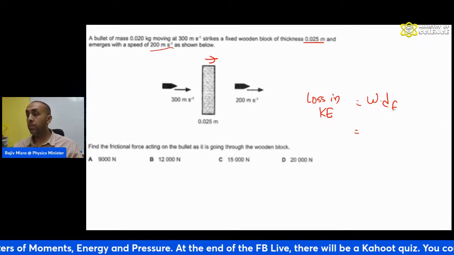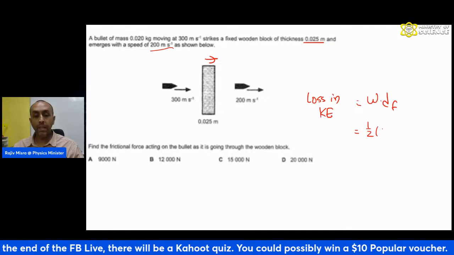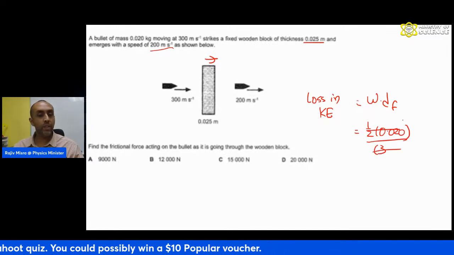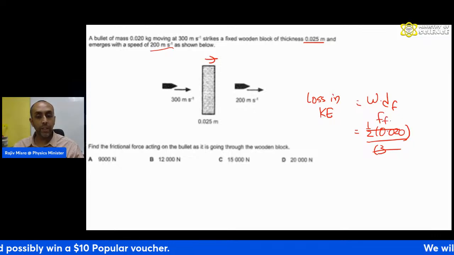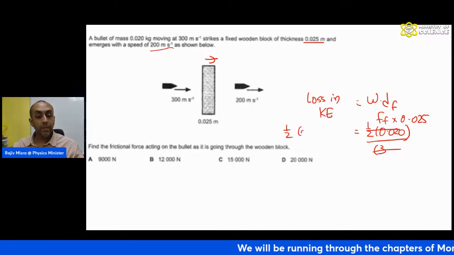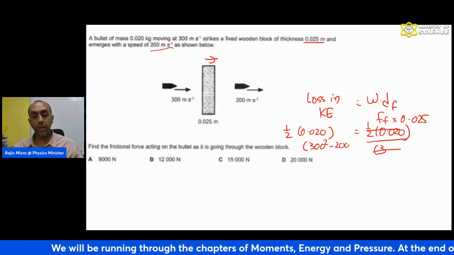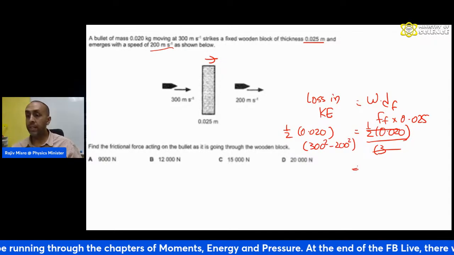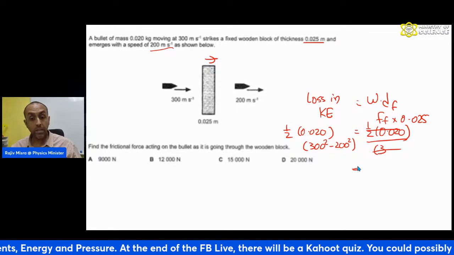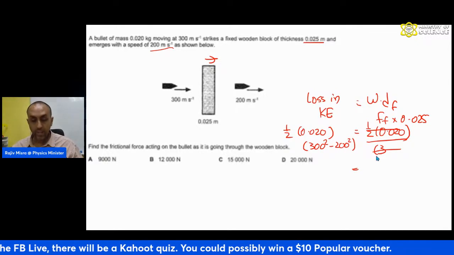So in this case, what will happen is that I will take half times your mass 0.020, times 300 squared minus 200 squared. Work done against friction will be force of friction times 0.025. Your loss in KE is half times 0.020, times 300 squared minus 200 squared. And then you just calculate. So in that case, what I'll do is 300 squared minus 200 squared, times 0.020, times 0.5, is 500.